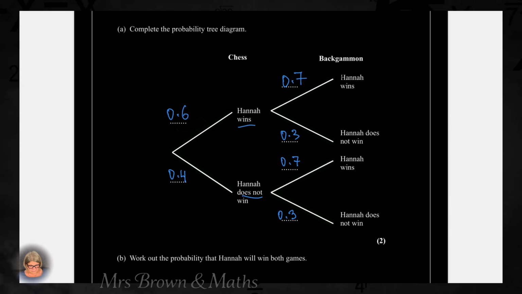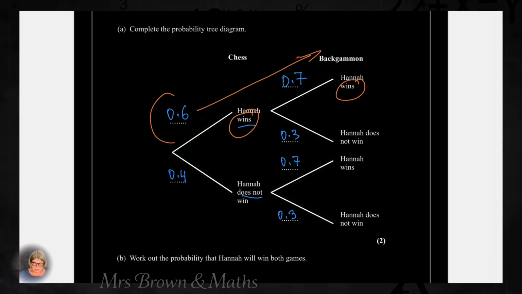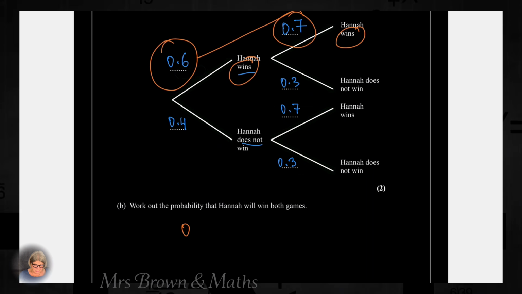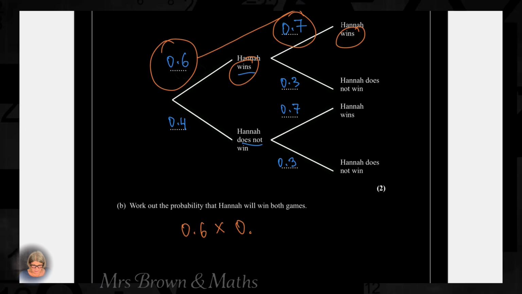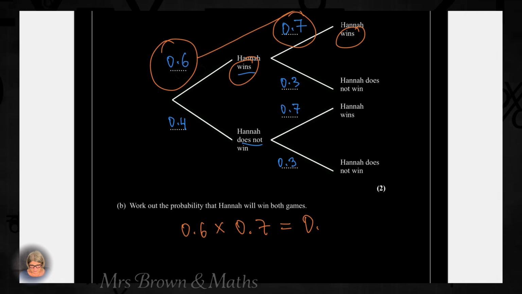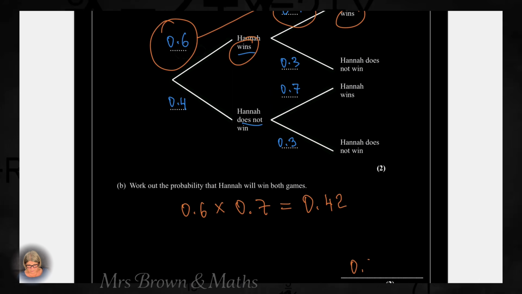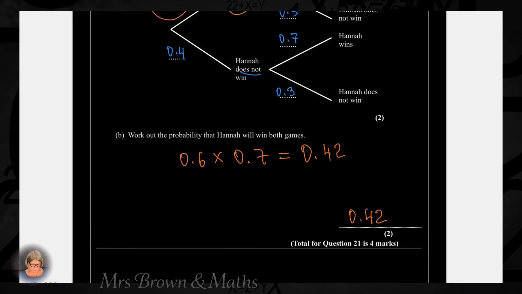Now, we need to work out the probability Hannah will win both games. So, win, win. So, I go this way, and I just multiply 0.6 times 0.7. So, 0.6 times 0.7, 6 times 7 is 42, so 0.42, and I'll just put it, the probability is 0.42. That's it. Next question.